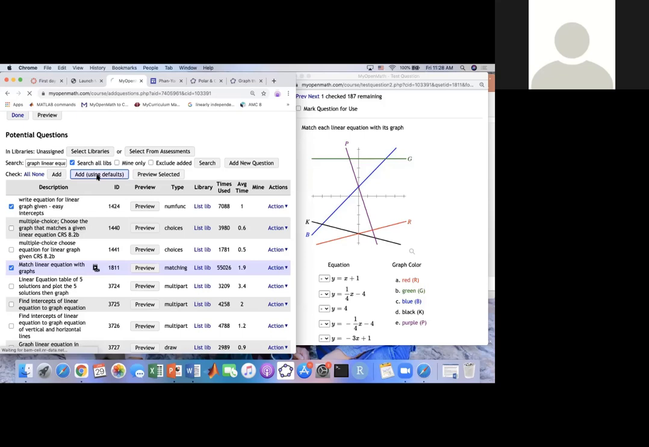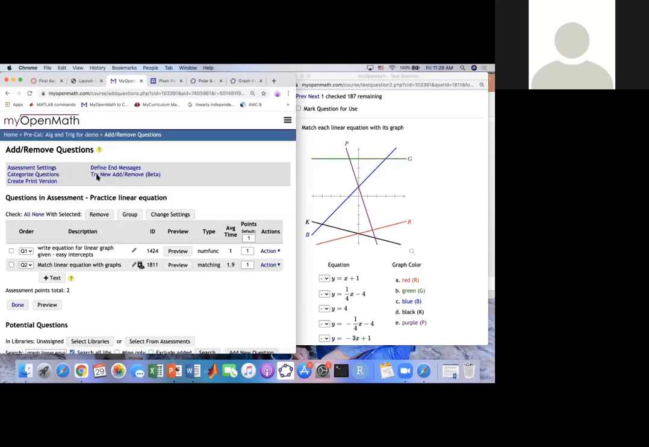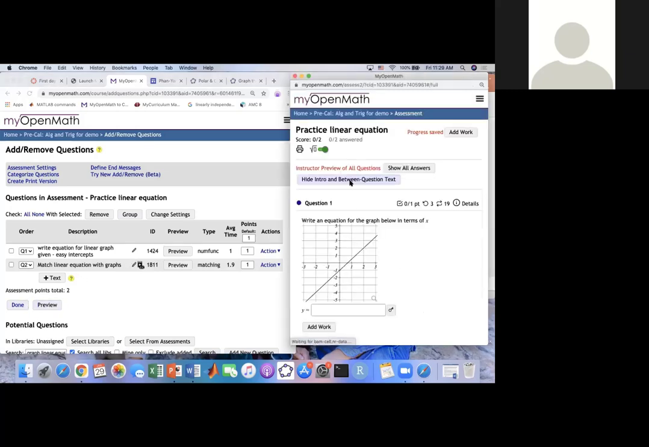So that's how I modify in class. Once you're done, you can preview first, right here, preview, and then you will see how it looks. And then you give the link to your student, just like the way I did for you.